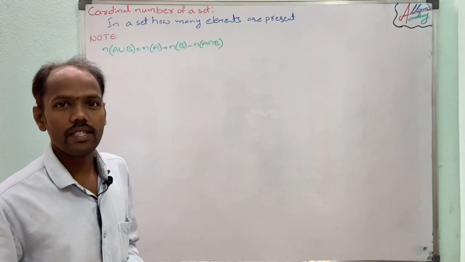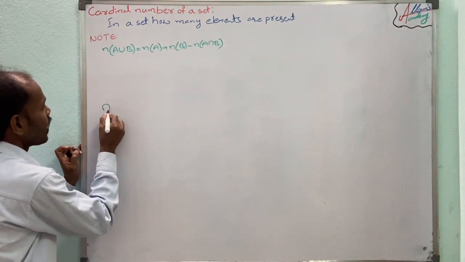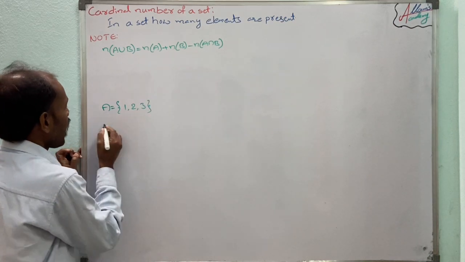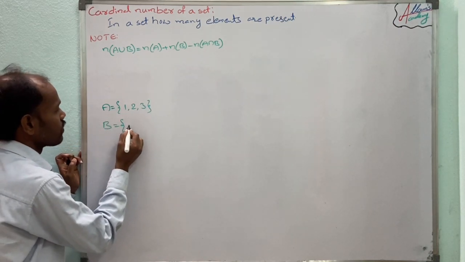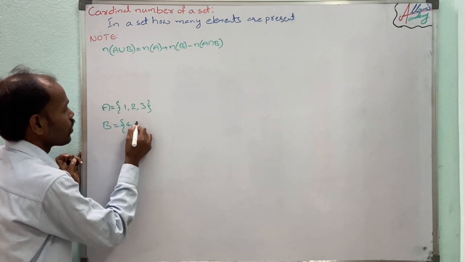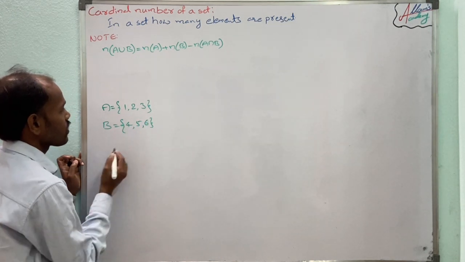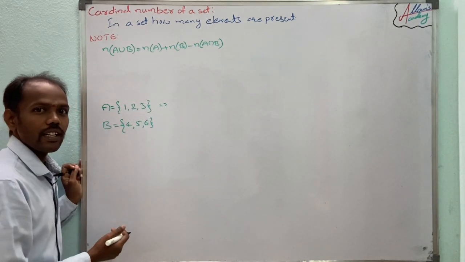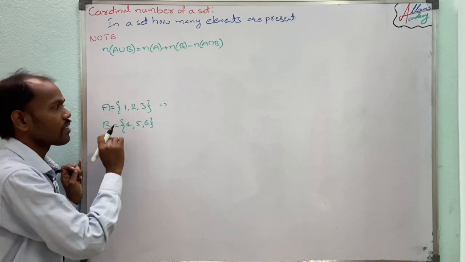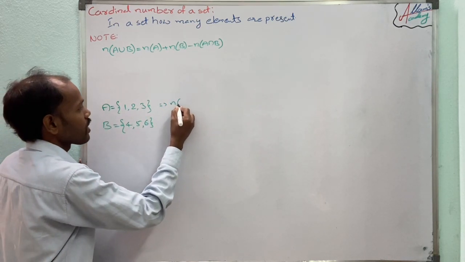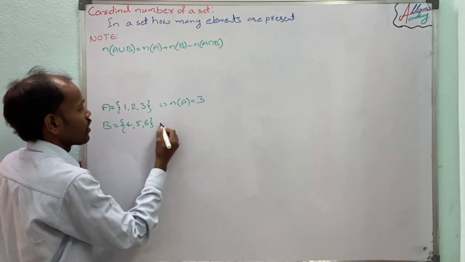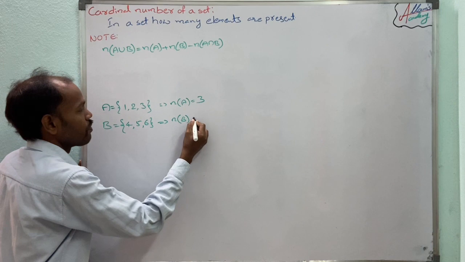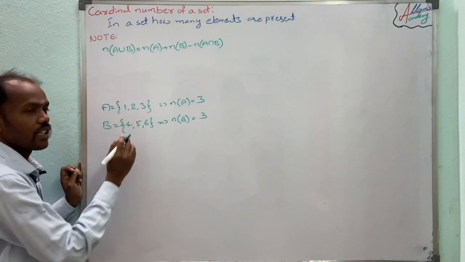For example, we see a set A equal to 1, 2, 3, and the set B with the elements 4, 5, 6. Now here cardinal number, already we discussed, is how many elements are present in the set. So in the first set, number of A equals 3. In the second set, number of B equals 3, here also 3 elements are present.